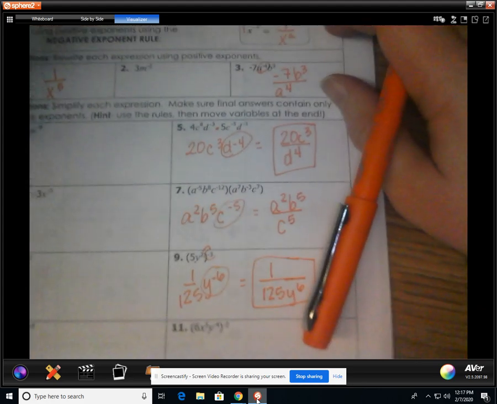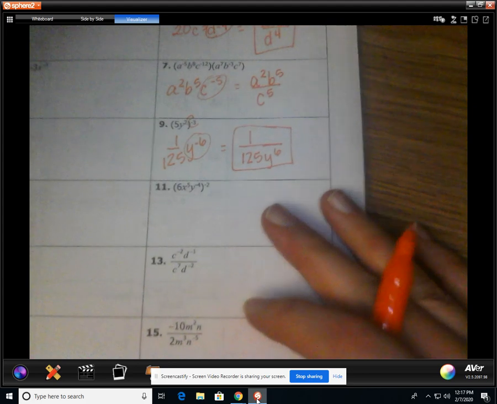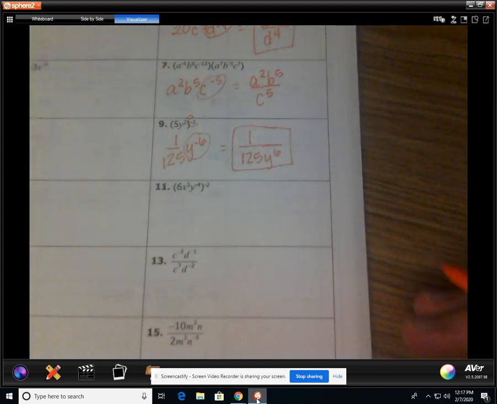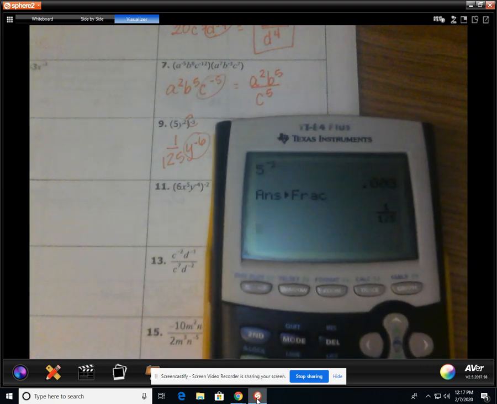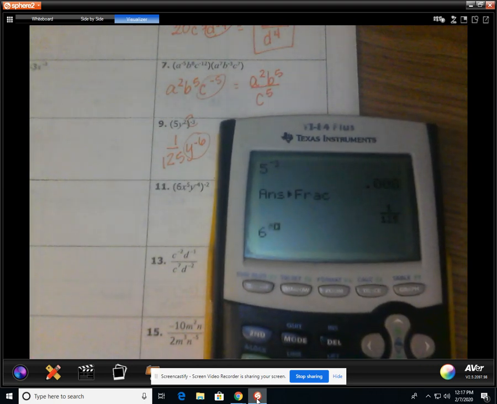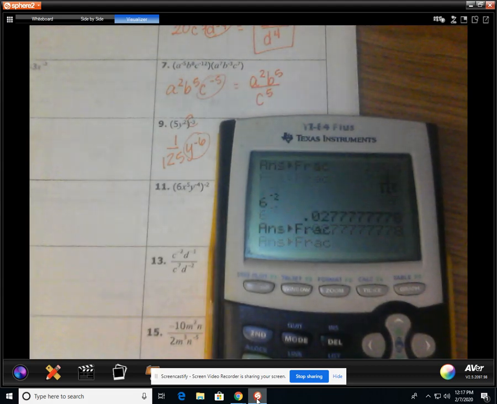Okay, for number 11, let me move this really quick. I have 6x to the 5th, y to the negative 4th, and it's to the negative 2nd. So this is the power rule. So I'm going to take 6, and we're going to go to the negative 2nd. I do not want decimals, so I'm going to convert this back into a fraction, and that fraction is 1/36.